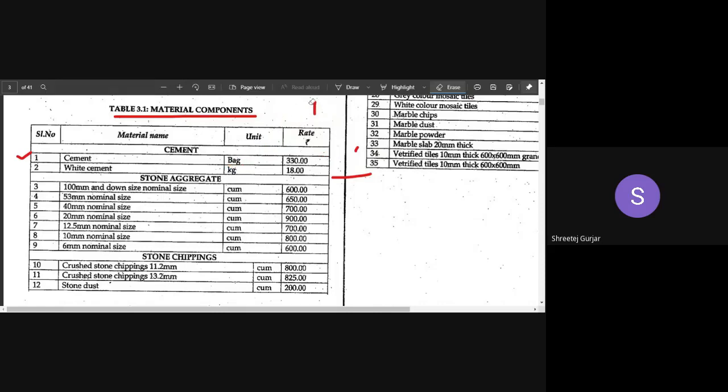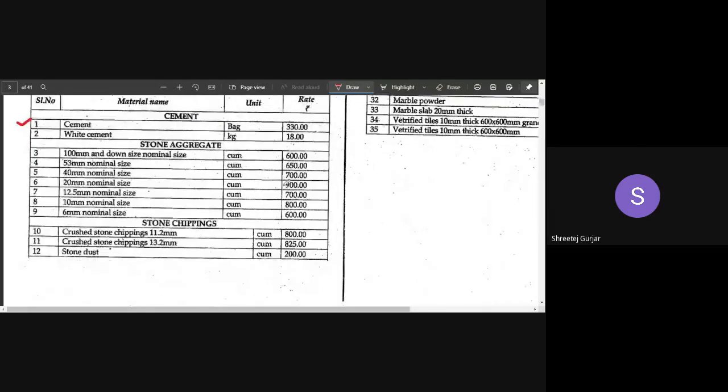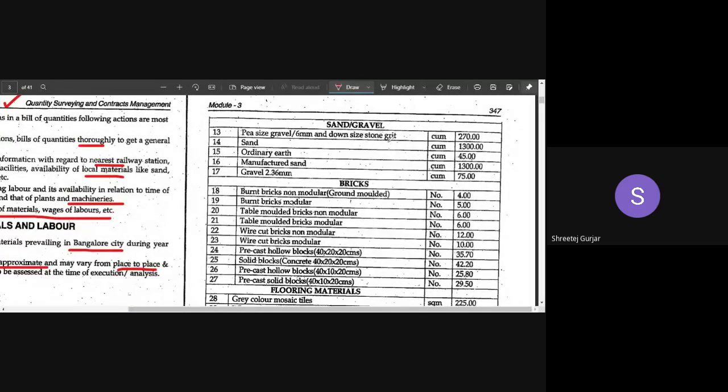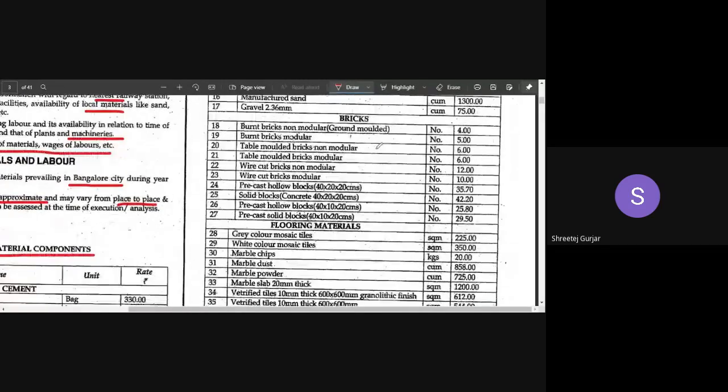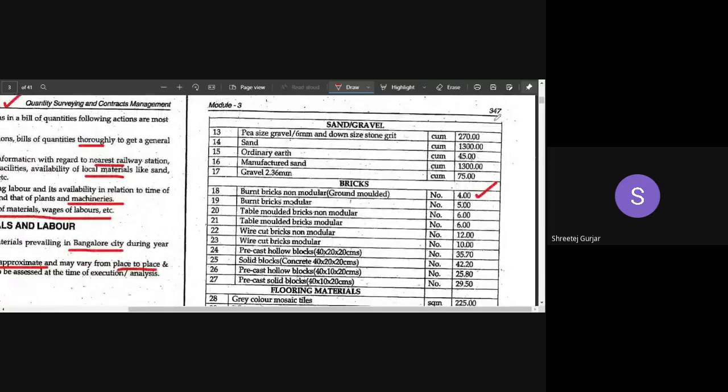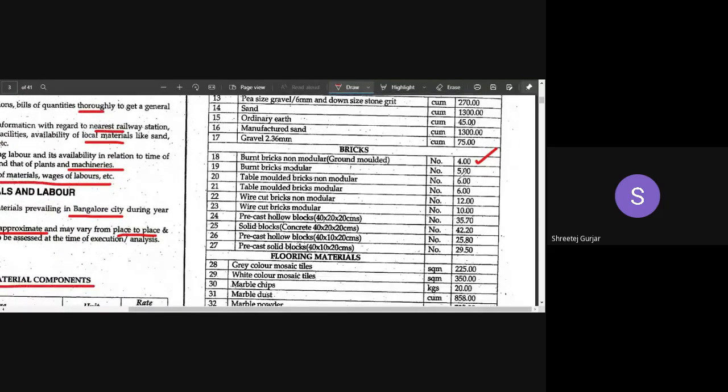Next, various other materials are there and their rates are given. You can read white cement, then stone aggregate, which we call coarse aggregate, of various sizes, calculated in cubic meters, and their prevailing rates. Then we have sand and gravel, that is fine aggregate. Then we have bricks. What is the rate per brick now? 5 rupees, sir.